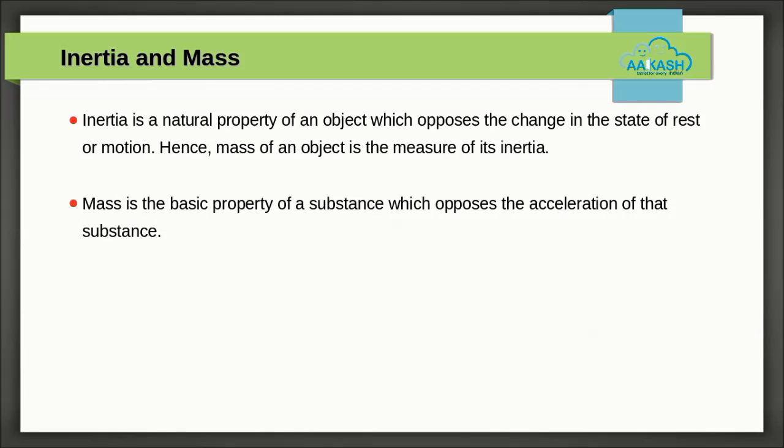Inertia and mass. Inertia is a natural property of an object which opposes the change in the state of rest or motion. Hence, mass of an object is the measure of its inertia. Mass is the basic property of a substance which opposes the acceleration of that substance.